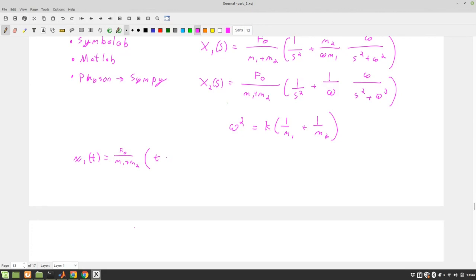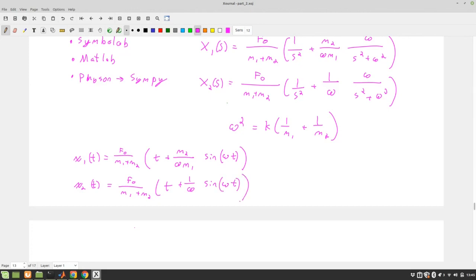times t plus M2 over omega M1 sine of omega t. And then x2 of t is equal to F naught over M1 plus M2 times 1 over omega t plus 1 over omega sine of omega t.